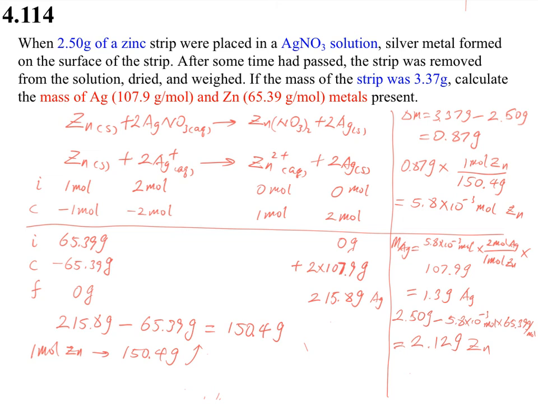Therefore, we are done with the problem. At the end, of the 3.37 gram of the strip, we have 1.3 gram of silver and 2.12 gram of zinc.